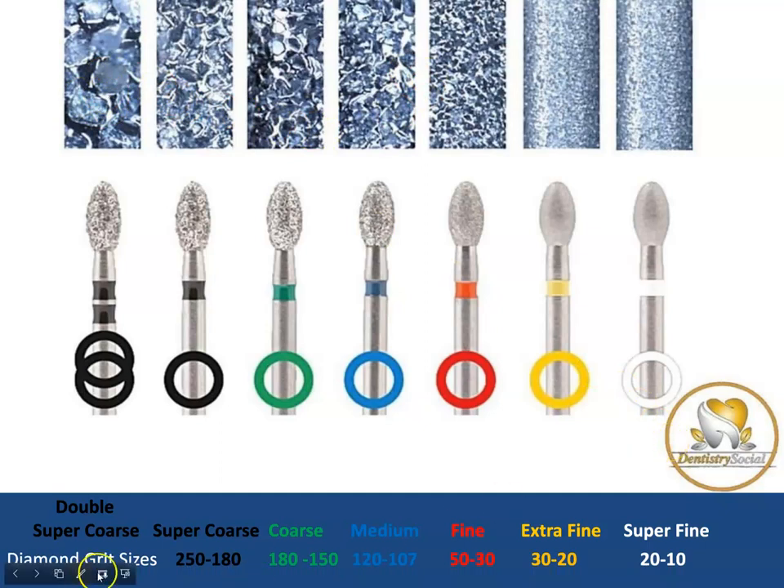Now the diamond grit sizes right over here, you can see that it would start from super fine, 10 to 20, and the extra fine would range from 20 to 30, and the fine would be 30 to 50. Medium is about 107 to 120. Coarse is 150 to 180. Super coarse is 180 to 250. And the double super coarse could be double that or even higher than 250. That's the grit sizes.